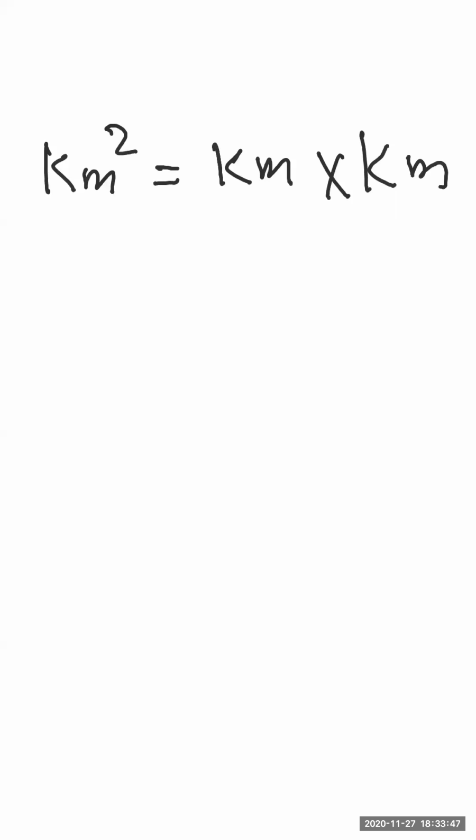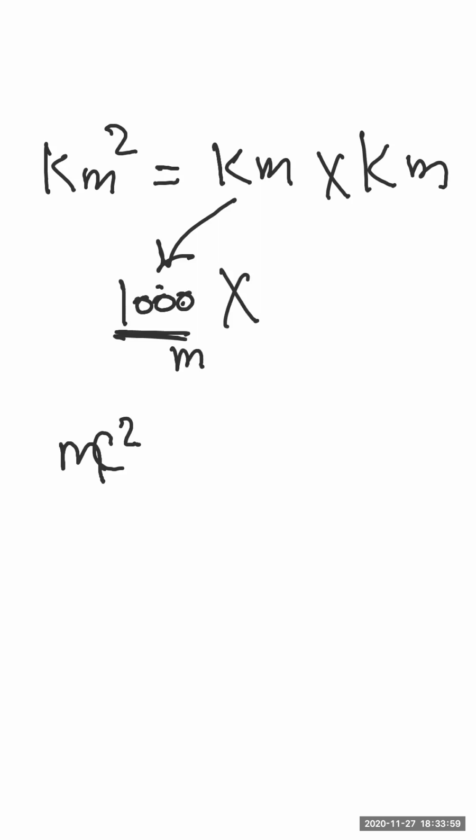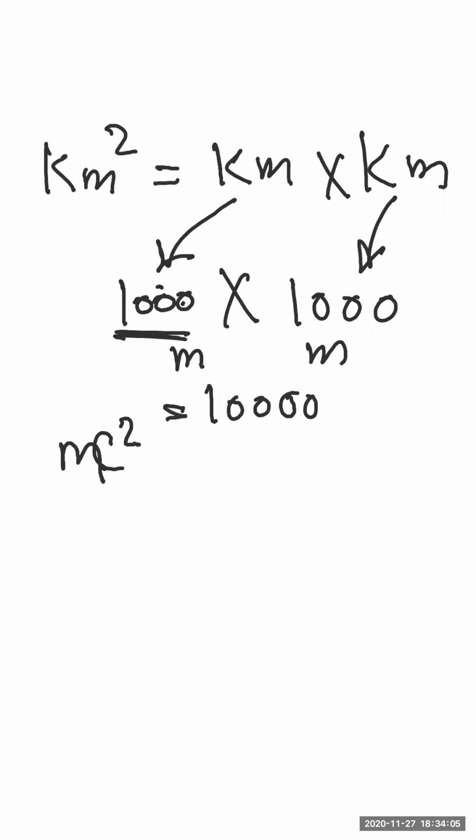So if I want to convert this into squared meters, first this one times 1,000 to convert it into meters, times this one times 1,000 to convert into meters. So 1,000,000 meters squared. That's it. So you just have to understand the basics. No need to memorize all this.